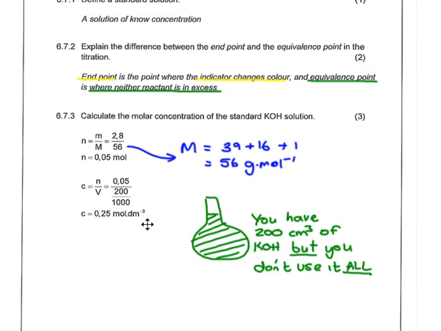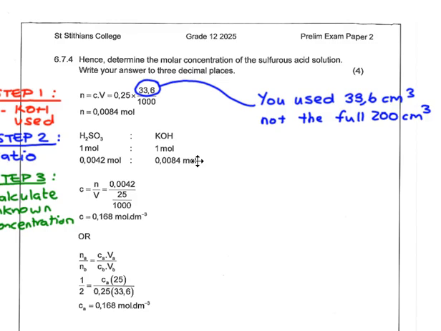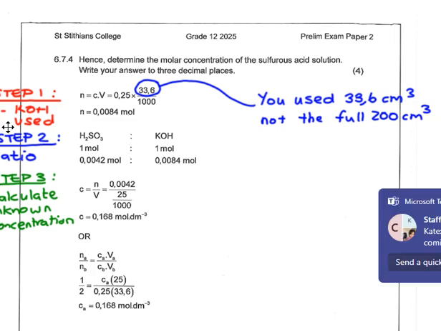Well, unknown in the sense that we had to work it out. So this is the concentration of our standard solution. So now you've got a bottle of 200 centimeters cubed of the KOH with this concentration, but you don't use it all in the titration. And I know I'm harping on about that, but many people just use the 200 centimeters cubed and not the 33.6.